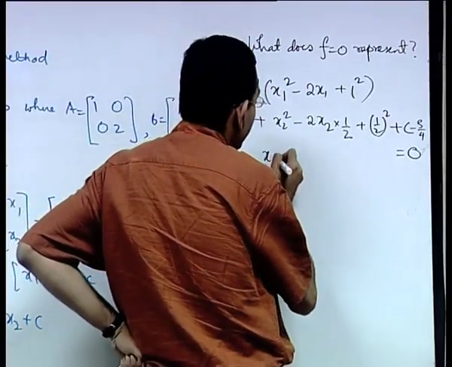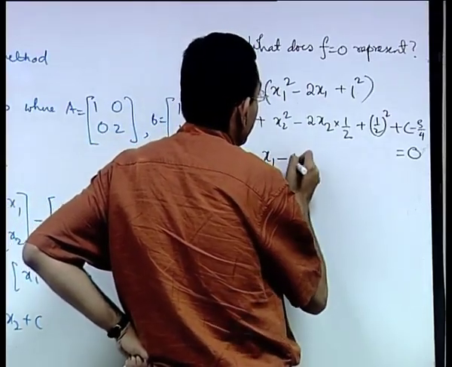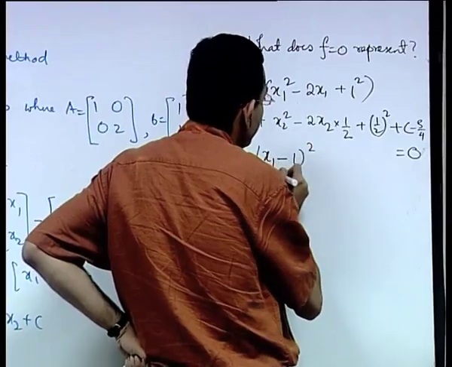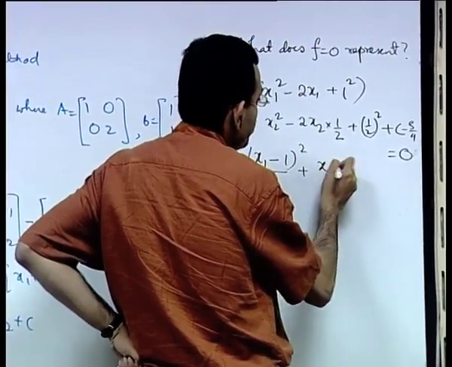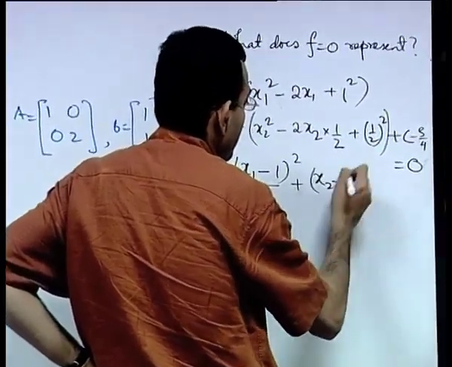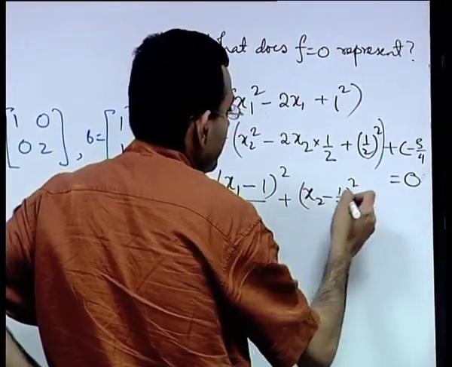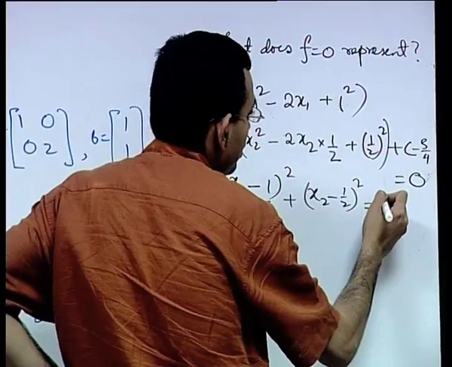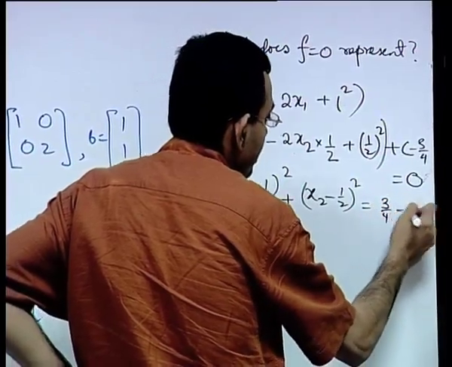So, x1 minus 1 whole square by 2 plus x2 minus half whole square is equal to 3 by 4 minus c.